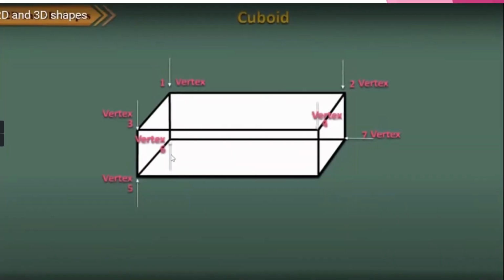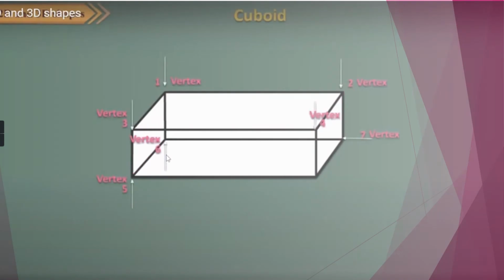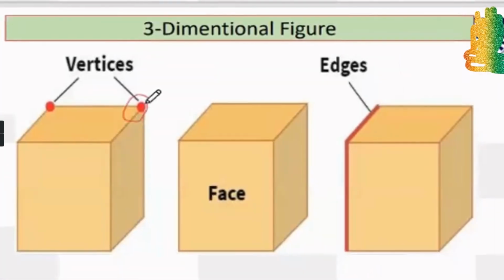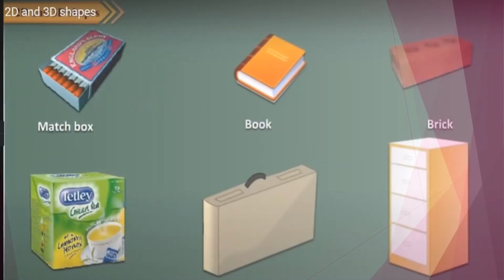Now let's learn the advanced learning. This is the figure of a cuboid with its number of vertices. Here in this slide you can see vertices. Vertices are these corners where the edges meet. This is a face, and edges are the lines. With the help of this slide you can understand which term is which and on which basis they are defined.